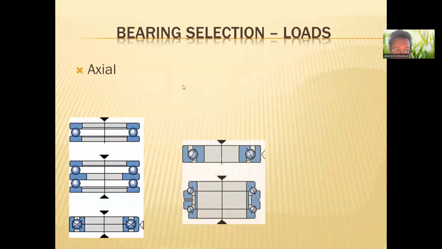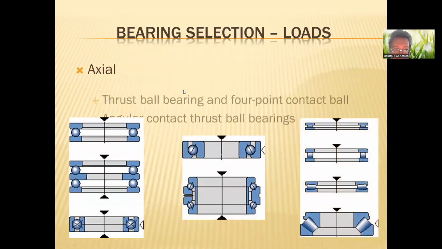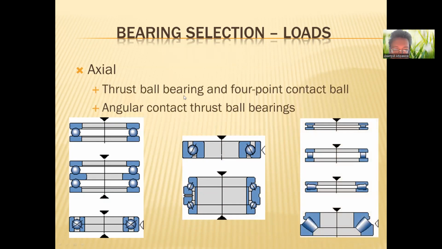Bearing selection, loads. Axial. Thrust ball bearing and 4-point contact ball. Angular contact thrust ball bearings. Please write down in your notes these figures.